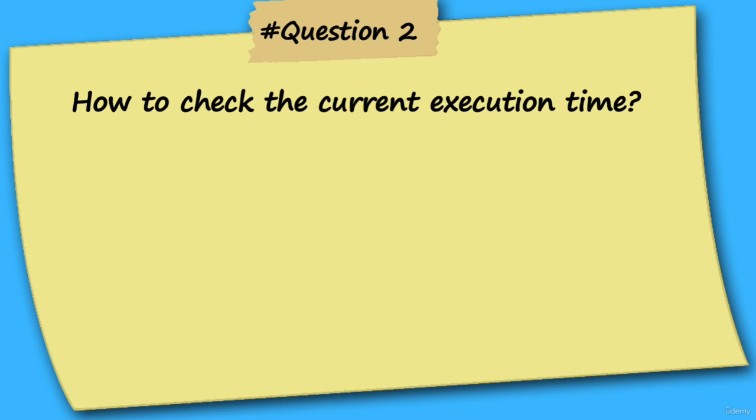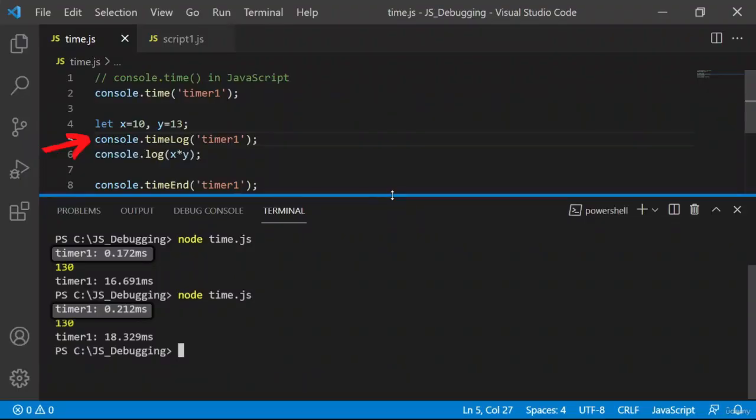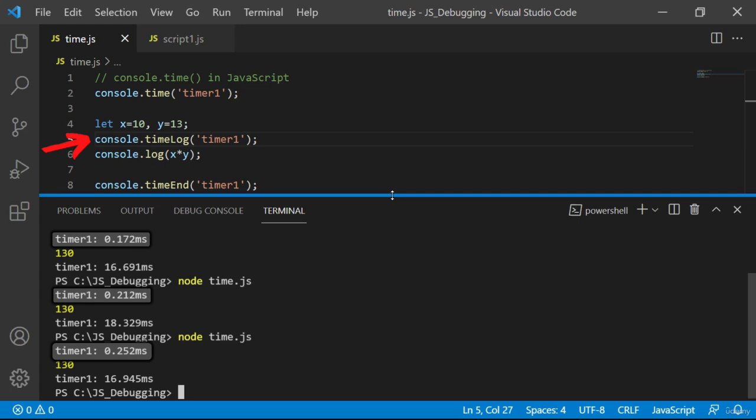The second question is how to check the current execution time. The console.timeLog method is used to check the current time, that is the time at a particular point where the statement is found, like we did here, and it will vary every time we run.